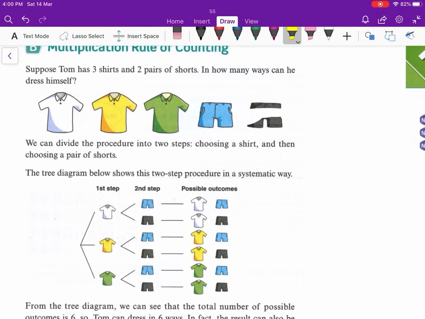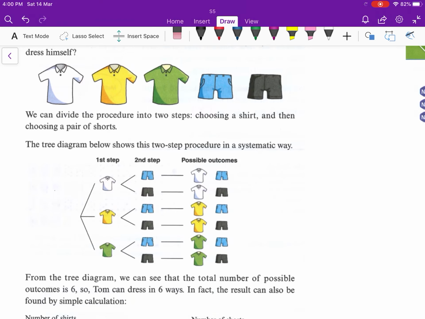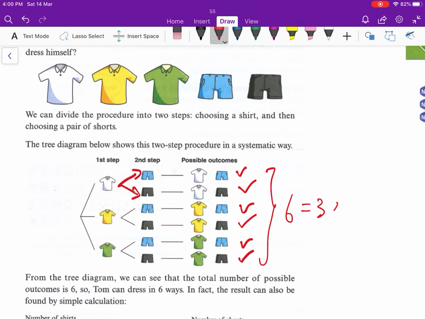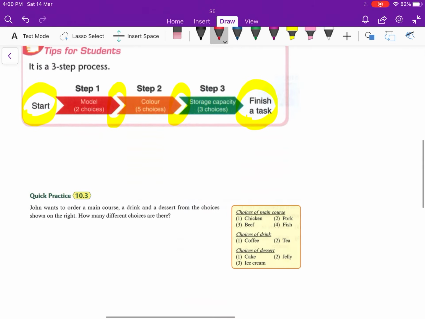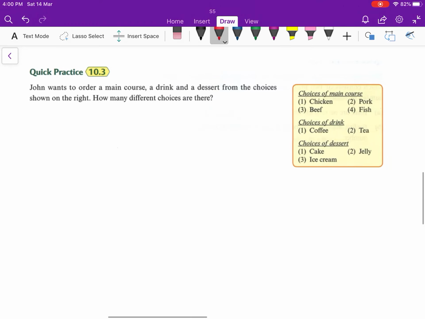So for example, here, if you have 3 shirts and 2 pairs of shorts, and you want to pair them up to go out, how can you pair them up? You can choose the white shirt and pair it with the blue shorts or the black ones. So just one white shirt, you already have 2 choices, right? Then the yellow one, you have 2 choices, the green one, you have 2 choices, so in total you have 6. How do we come up with the 6? Actually, just 3 shirts times 2 shorts, so you have 6. This is how we use multiplication.